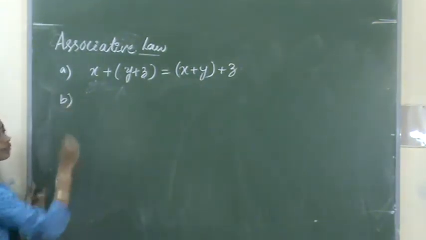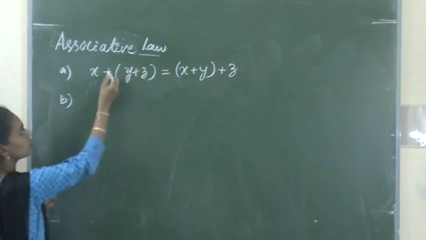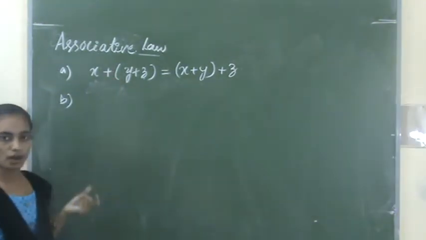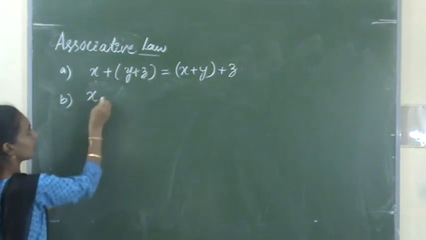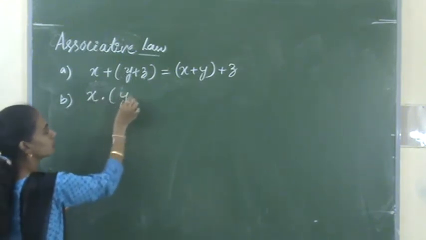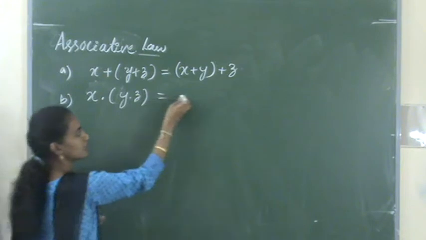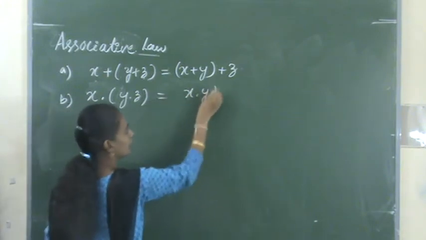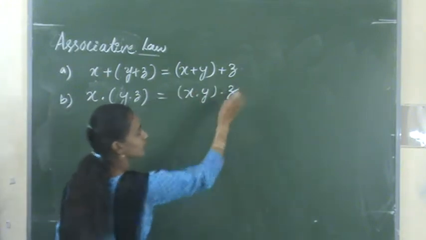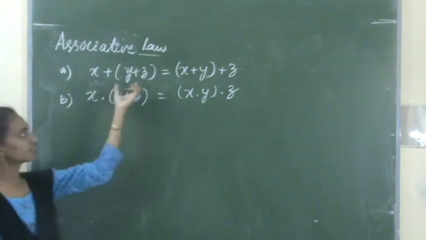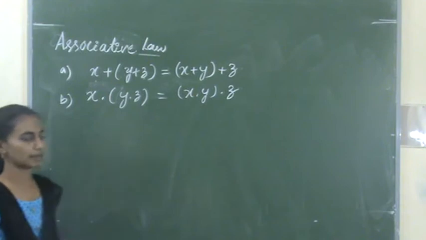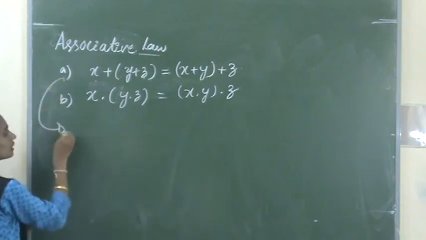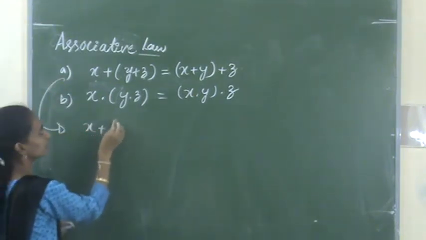Here we have two properties. One is the OR operation, another one is the AND operation. That is X into Y into Z is equal to X into Y into Z. If we are interchanging these brackets also, we will get the same result. So let me prove these theorems. Now I am taking the first one.